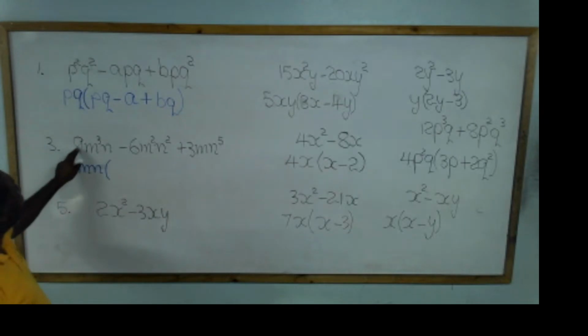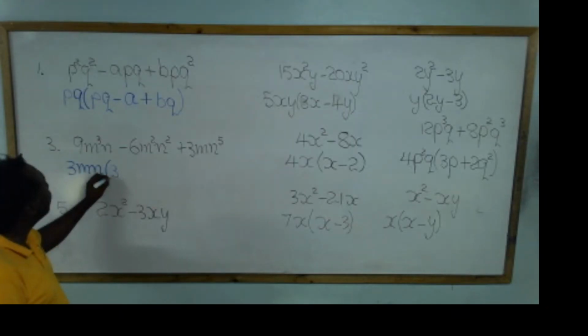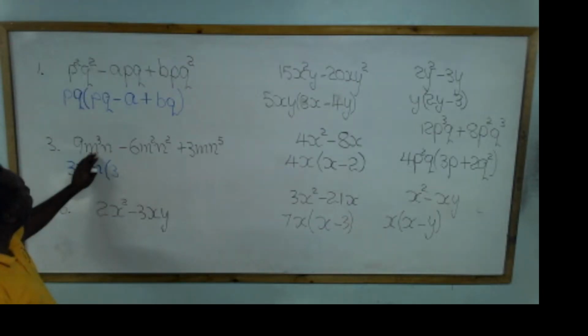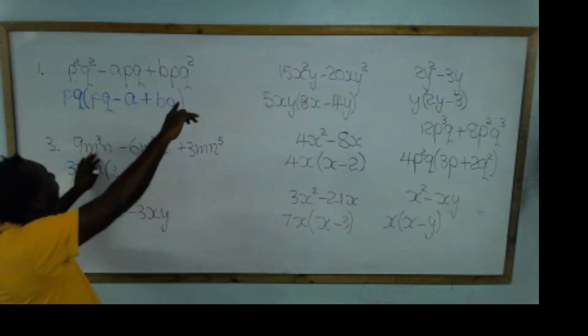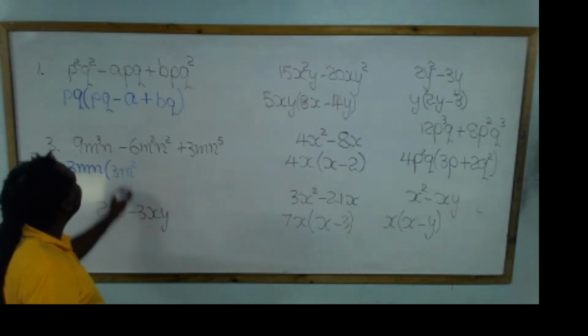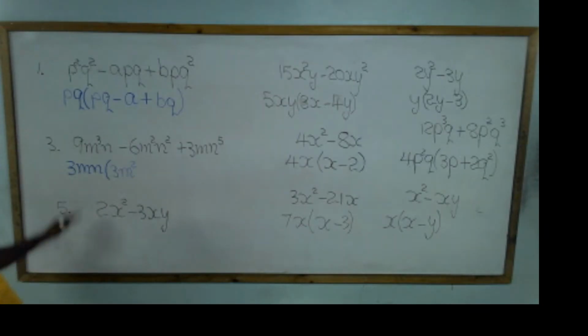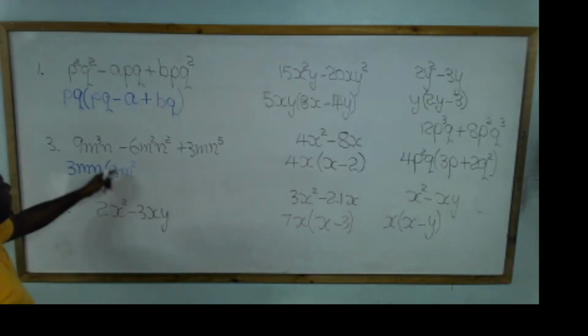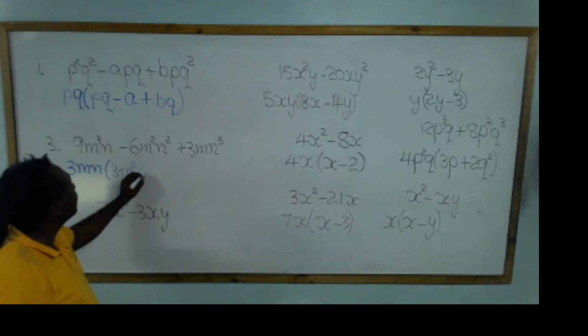3 into 9 is 3. M into m cubed: we have 3 of them up here and 1 down there. When they cancel, 2 will be left, so it's going to be m squared. So m into m cubed is m squared. The n's will cancel. And what do we have next?